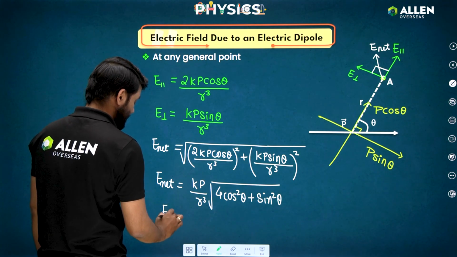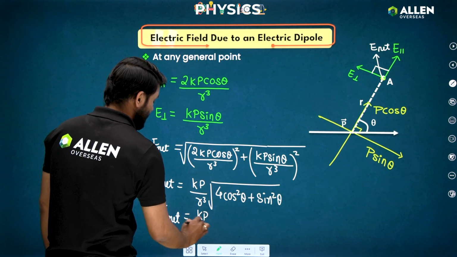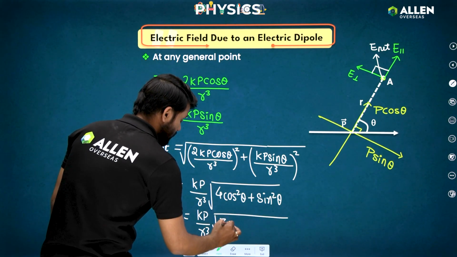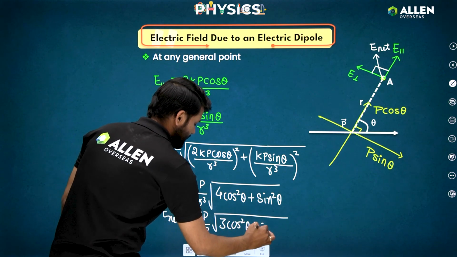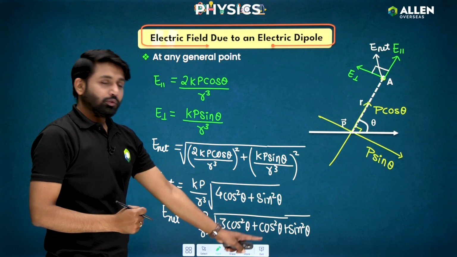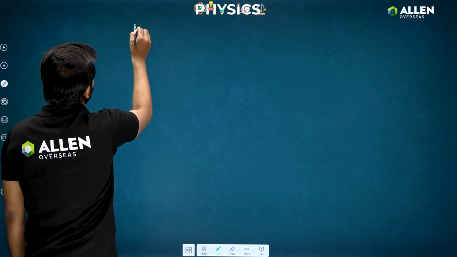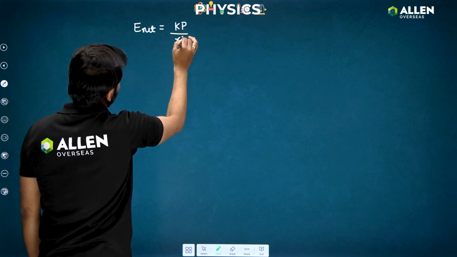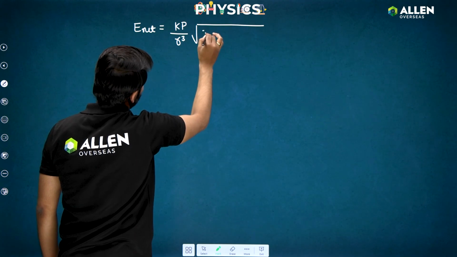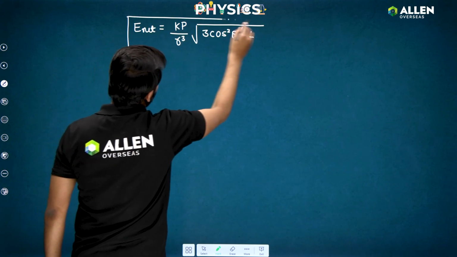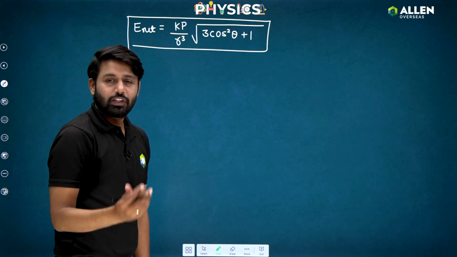We can write this as kp upon r cube under root, 3 cos square theta plus cos square theta plus sin square theta. Cos square theta plus sin square theta is 1. So E net is kp upon r cube under root 3 cos square theta plus 1. Okay, so this is the general formula to calculate electric field due to dipole.